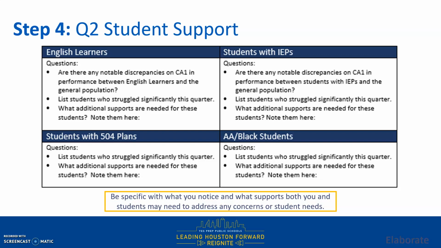In step 4, we start to look at student support, and we start to consider various groups of students and consider their overall performance in relation to general performance. So really honing in on our English language learners, our students with IEPs, our students with 504s, and then our African American students. These are individual groups who have historically not performed as well on Common Assessment, so we want to make sure that we are explicitly addressing and focusing on ways to support them and ways to celebrate them.